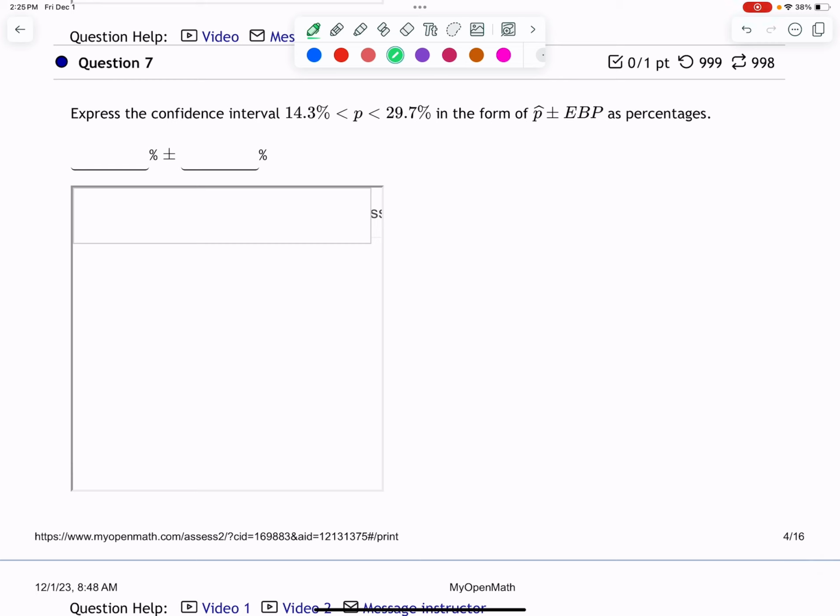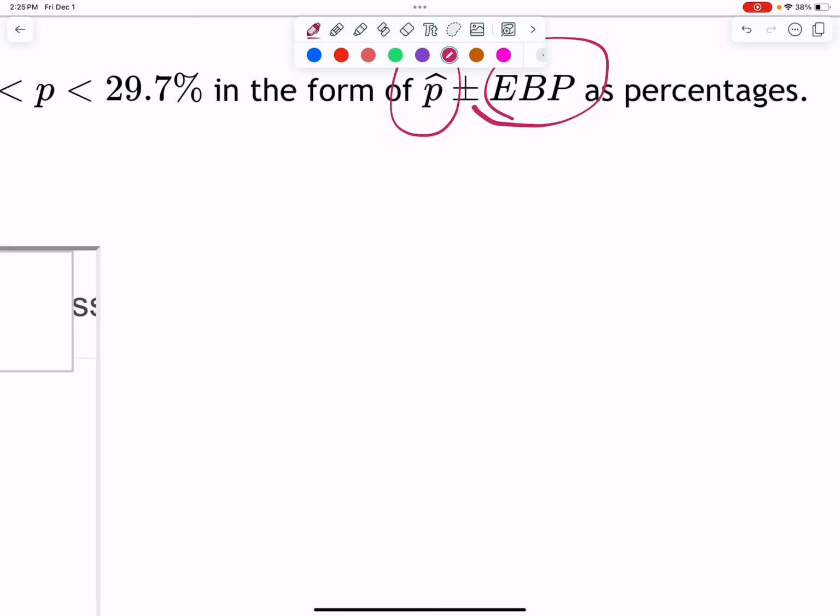7 is very, very similar to what we just looked at. We have a confidence interval that P is between 14.3% and 29.7%. We just need to change the form it's written in. That means we need to find P hat and the EBP. Now notice we don't have N, we don't have a sample size, we don't have number of successes, we don't have a critical Z value. That means we need to draw the picture.